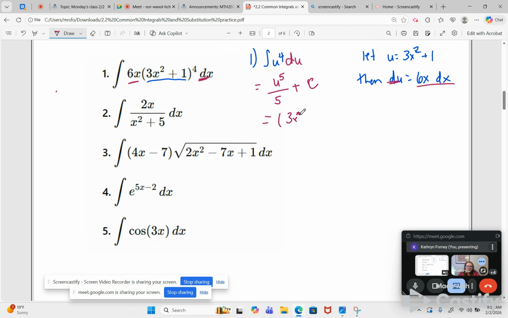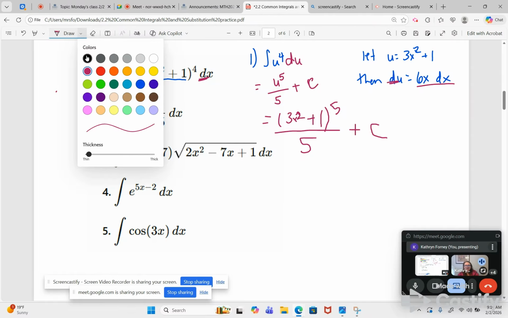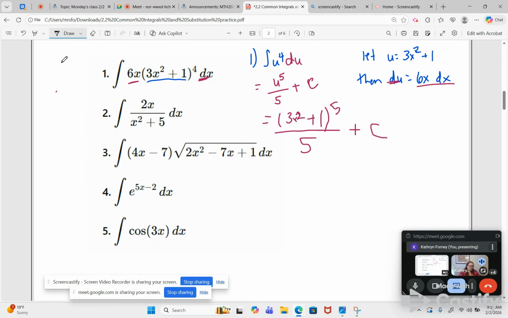So we get 3x squared plus 1 to the fifth, divided by 5, plus c. And I made the comment in the last class that u substitution is the inverse of the chain rule.